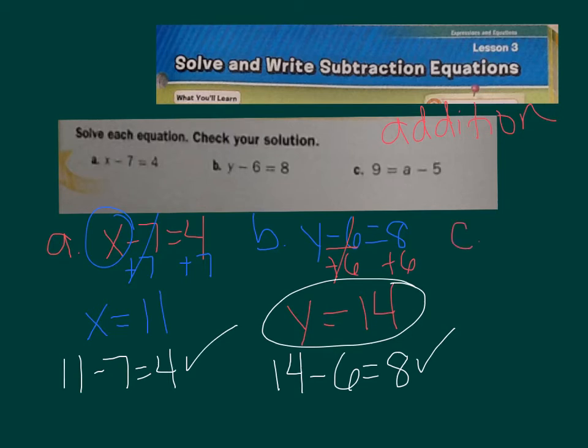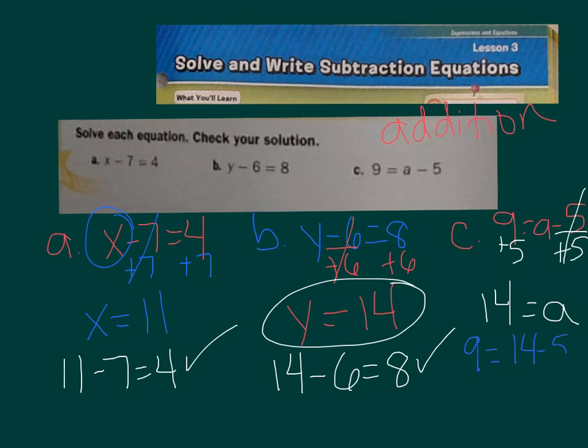And the last problem, 9 equals a minus 5. Well, again, I'm subtracting 5, so I need to be adding 5 to both sides. The 5's cancel, and I'm left with a on the right side. 9 plus 5 is 14. So when I solve this and check it, I should have 9 equals 14 minus 5. Well, 14 minus 5 is 9, so I did it correctly. So I'm using subtraction problems, so that means I need to use the inverse, addition.